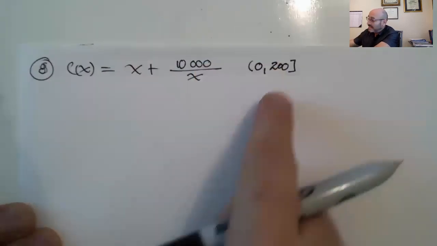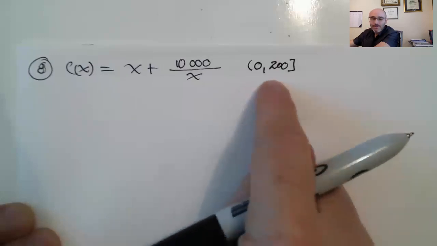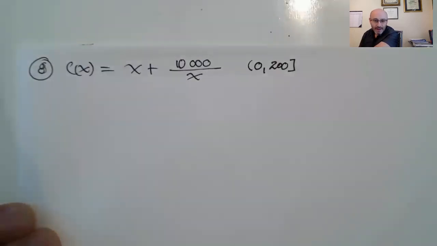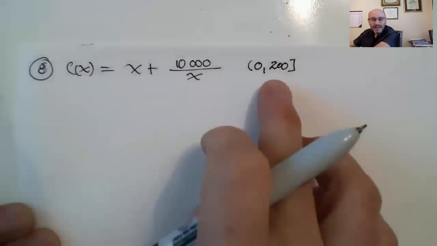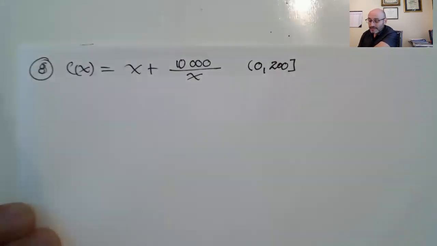So notice, this is not a closed interval, so I don't need to check the endpoints. It's a semi-open interval, so it doesn't apply to us. But I wanted to mention that they're giving you an interval, okay? So it says, find the order size that will minimize the cost. All right, so I need to find the minimum.